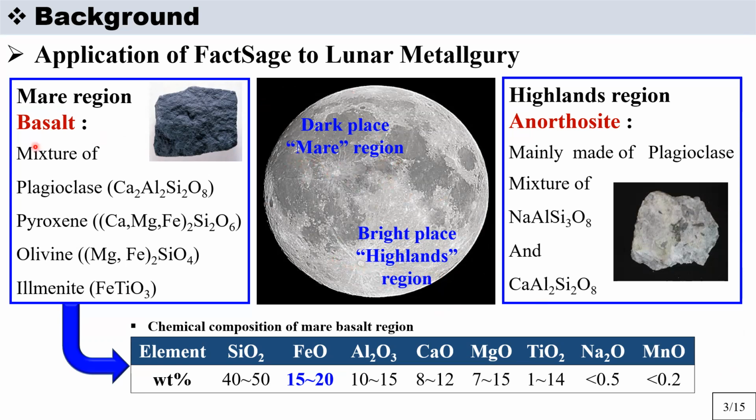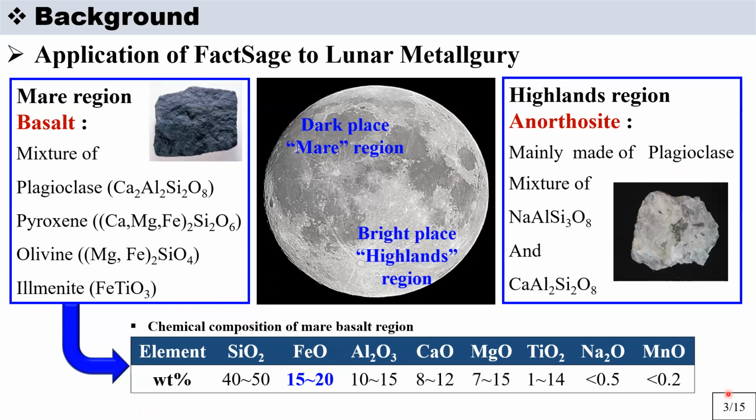The mare is mainly composed of basalt, which is a mixture of these minerals. On the other hand, the highland is mainly composed of anorthosite, which is a mixture of fragile clasts. As you can see, mare contains various metal components such as iron and titanium. So we are focusing on the mare basalt region for lunar metallurgy.